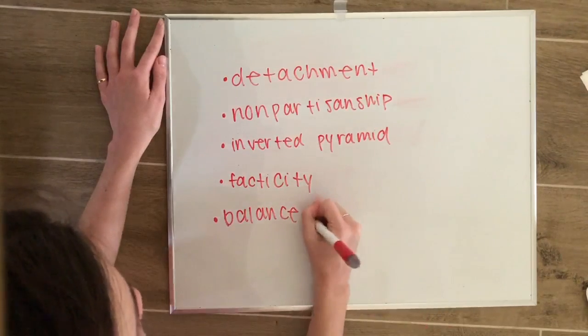Facticity. Always reporting the facts as to not give consumers any misinformation and leading them to incorrect conclusions. Balance. Keeping their reporting proportional.